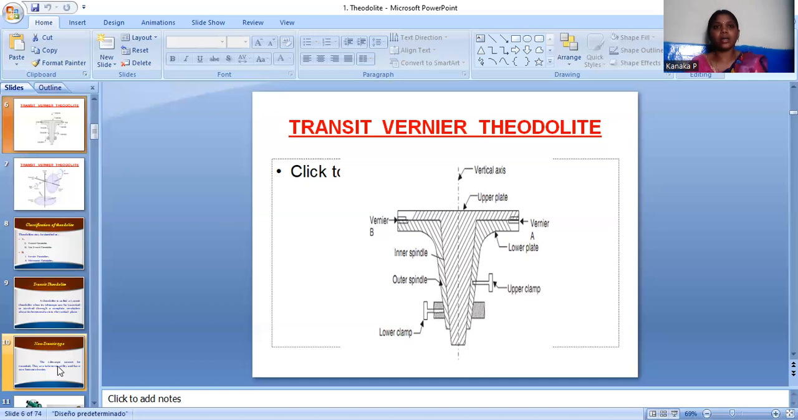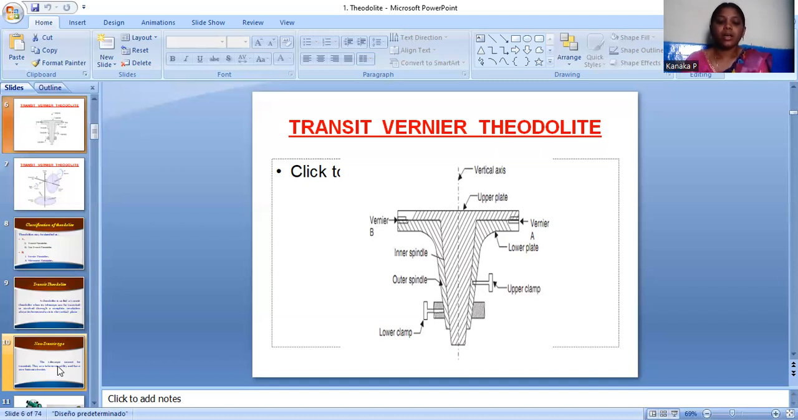So least count is calculated as d divided by n. D means 20 minutes divided by n means 60, so 20 times 60 divided by 60 equals 20 seconds. So least count for one small division is 20 seconds. Least count for one big division is 20 seconds times 3, so 60 seconds. 60 seconds means 1 minute. This is the reading of vernier theodolite.